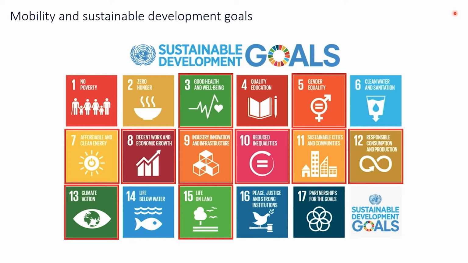Now, if we look at these goals, the majority of these 17 goals are more or less impacted by mobility. And here in red, you can see the goals where mobility has a greater impact. Well, undoubtedly, number 11, sustainable cities and communities, infrastructure. Number 9, life on Earth, protecting ecosystems, climate change. Now, if we look at the overwhelming majority of them, most of them are directly linked to mobility.